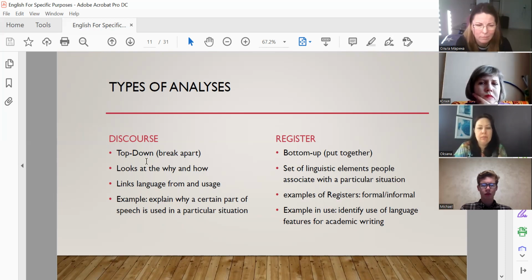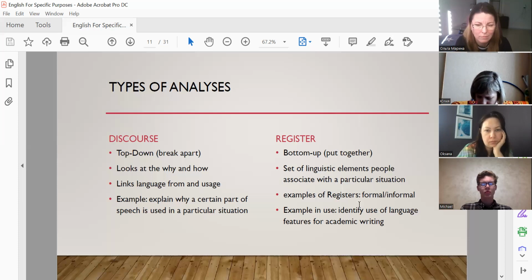situation. And then we have register, bottom up, put together, a set of linguistic elements people associate with a particular situation. Example of register: formal or informal. And examples in use: identify use of language features for academic writing.